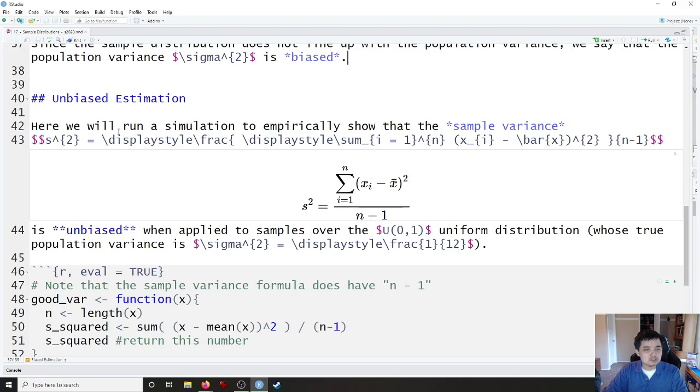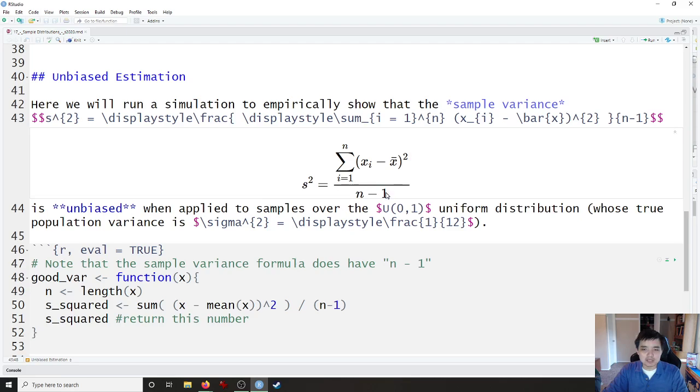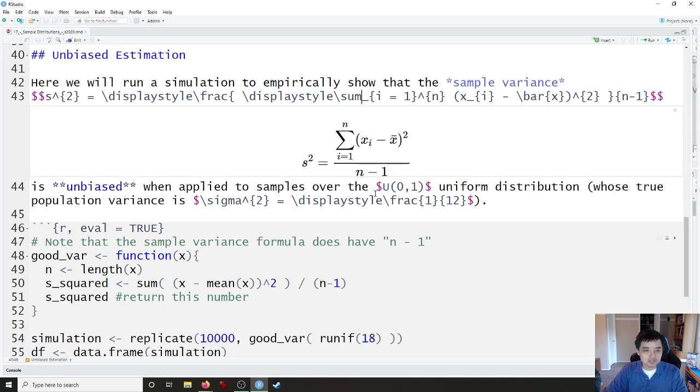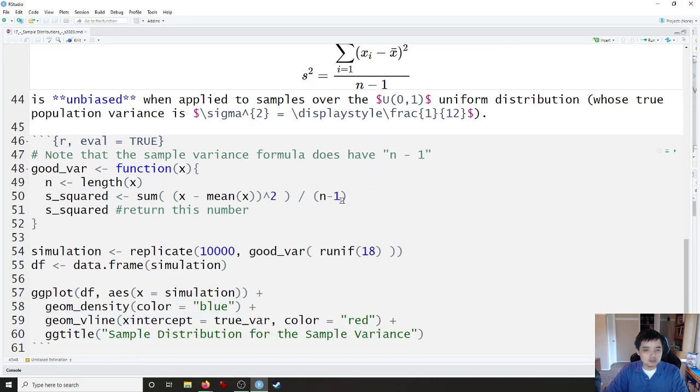So now that I've shown you an example of a biased estimator, we'll do an example of one that is unbiased. Very similar setup, except that the denominator in this formula in the middle of the page is n minus 1. With that adjustment, this denominator being n minus 1, I'm going to call this the good variance formula.